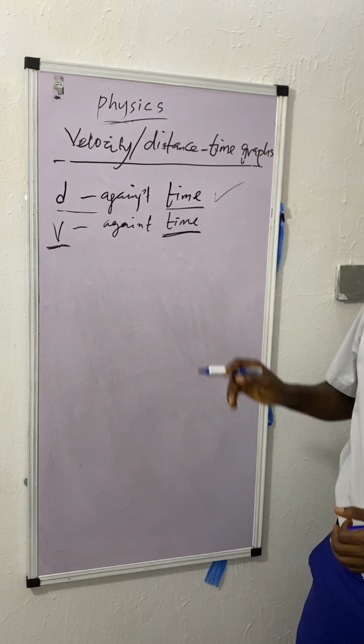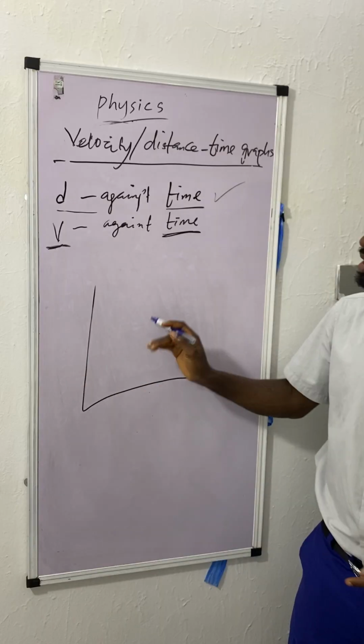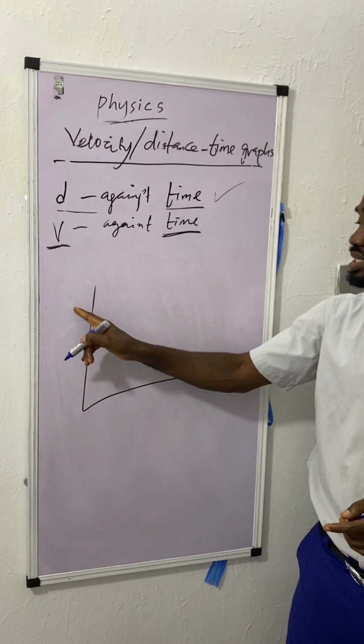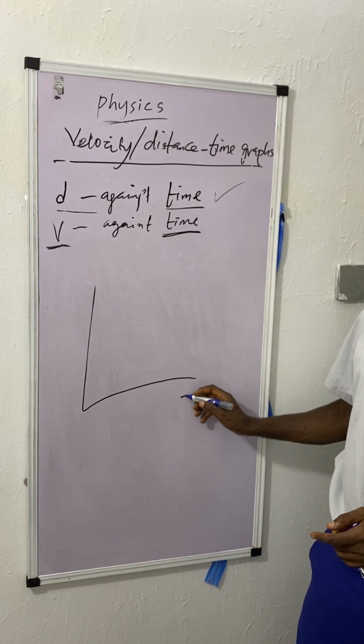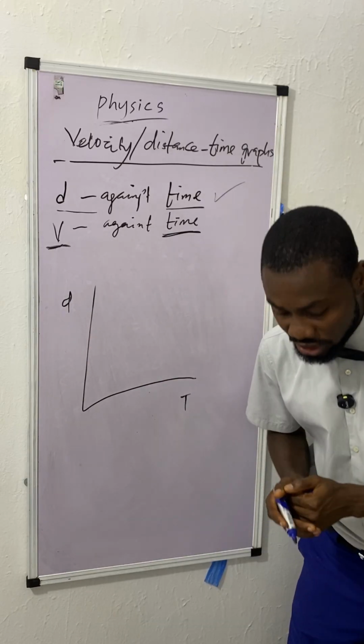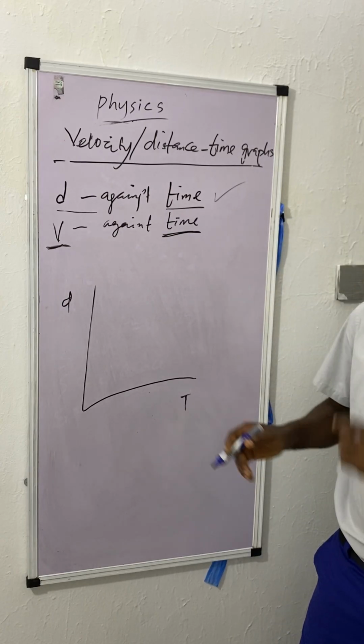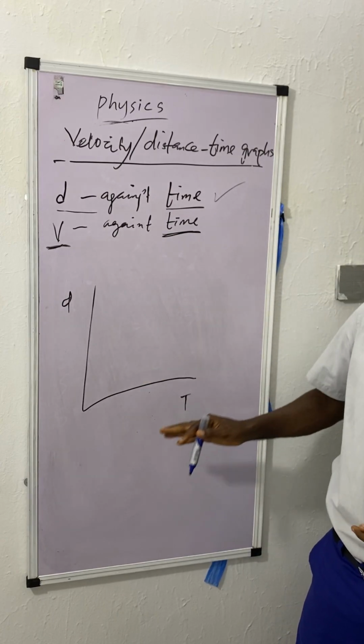Taking the distance time graph first, this is the graph. Since we are plotting distance against time, we put distance on the y-axis and time on the x-axis. So we put our time here, we put our distance here. Remember, what we are looking at is graphical interpretation.